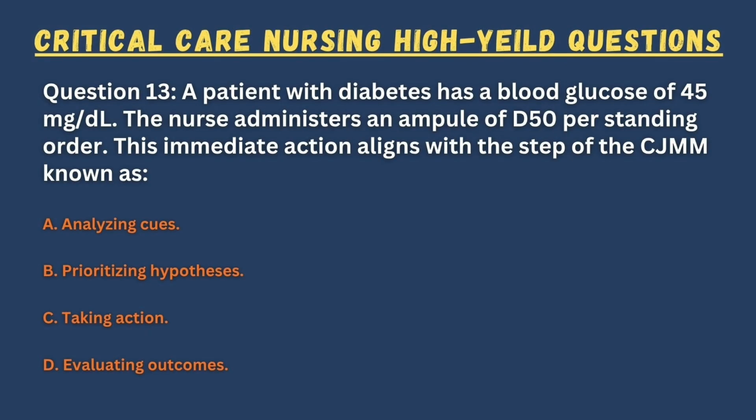Question 13. A patient with diabetes has a blood glucose of 45 milligrams per deciliter. The nurse administers an ampoule of D50 per standing order. This immediate action aligns with the step of the NCJMM, Clinical Judgment Measurement Model, known as A. Analyzing cues. B. Prioritizing hypotheses. C. Taking action. D. Evaluating outcomes.